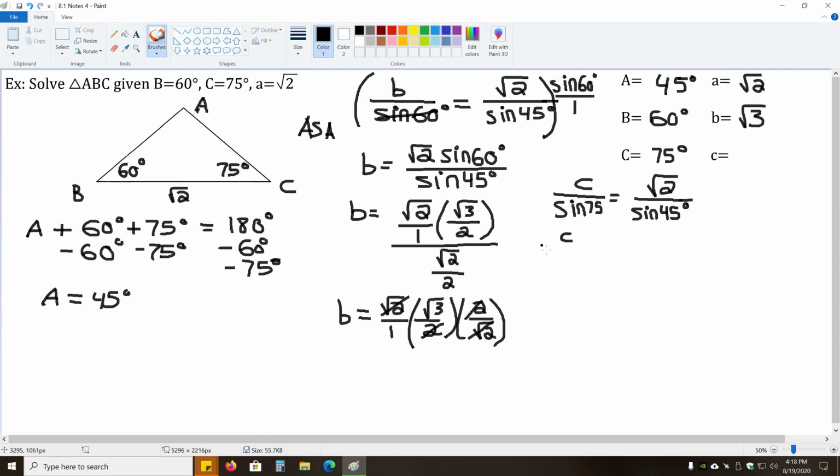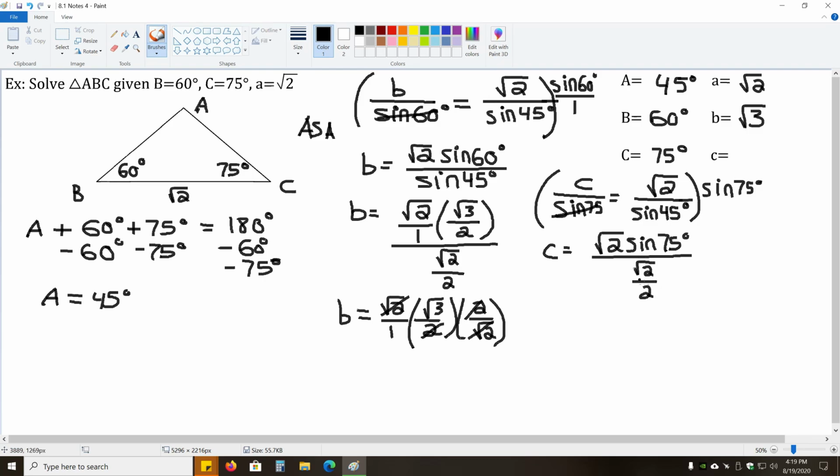So simplifying, we have c over sine of c. Sorry, let me undo this. To solve for c, we have to multiply everything by sine of 75, just like we solved for b over here. And when we do that, again, it's going to cancel out on the left, leaving us with c equals the square root of 2 times sine of 75 degrees over sine of 45, which is the square root of 2 over 2.